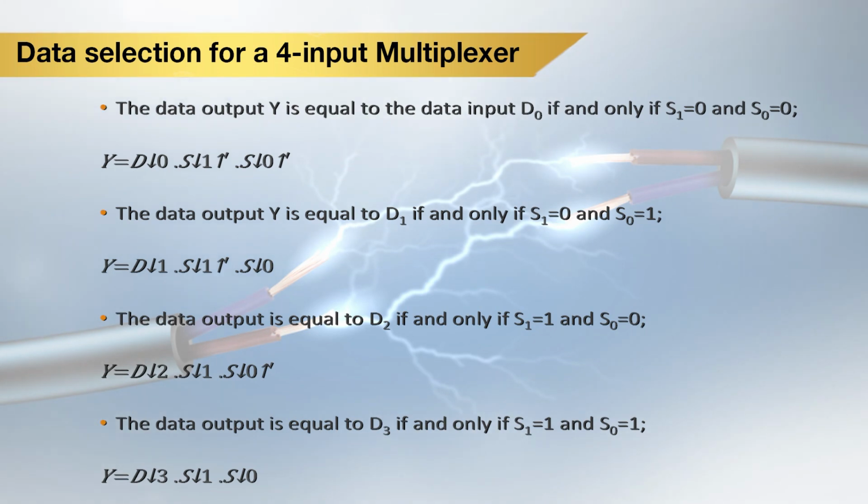The data output is equal to D2 if and only if selection line S1 equals 1 and selection line S0 equals 0. Y will be equal to D2 dot S1 dot S0 bar. The data output is D3 if S1 equals 1 and S0 equals 1. So, here Y will be given as D3 dot S1 dot S0.